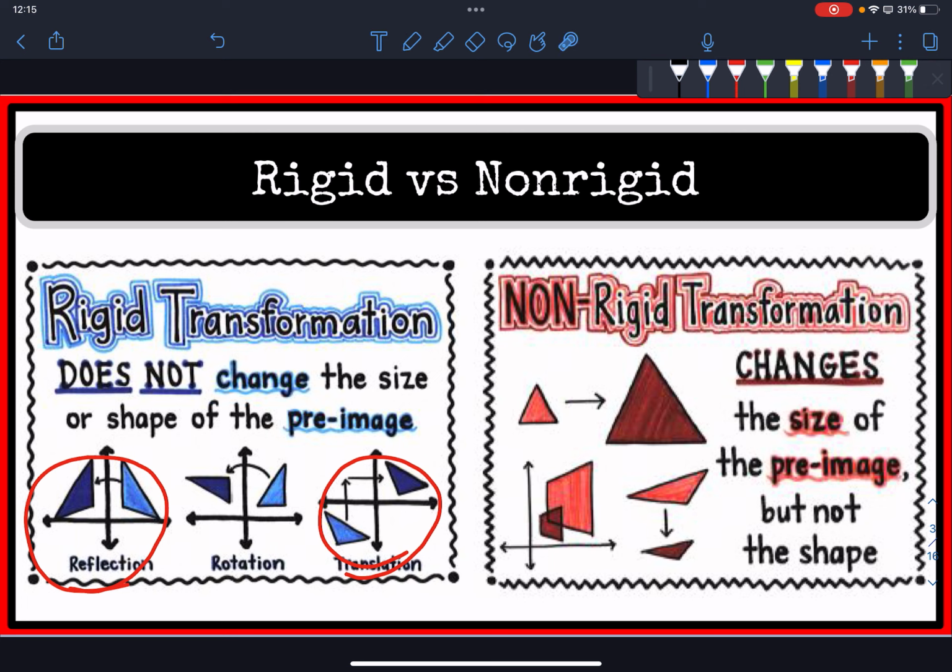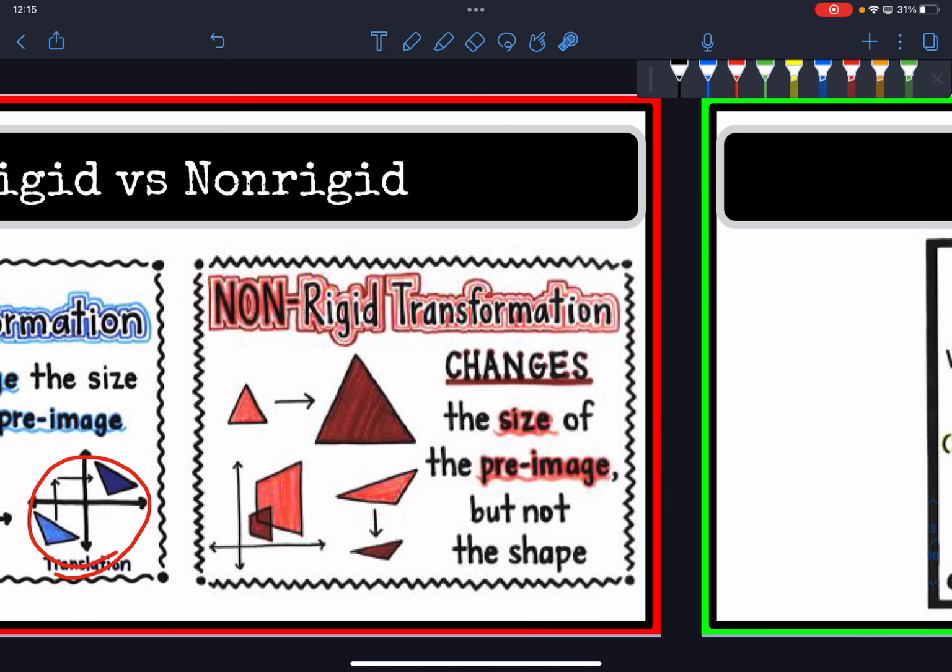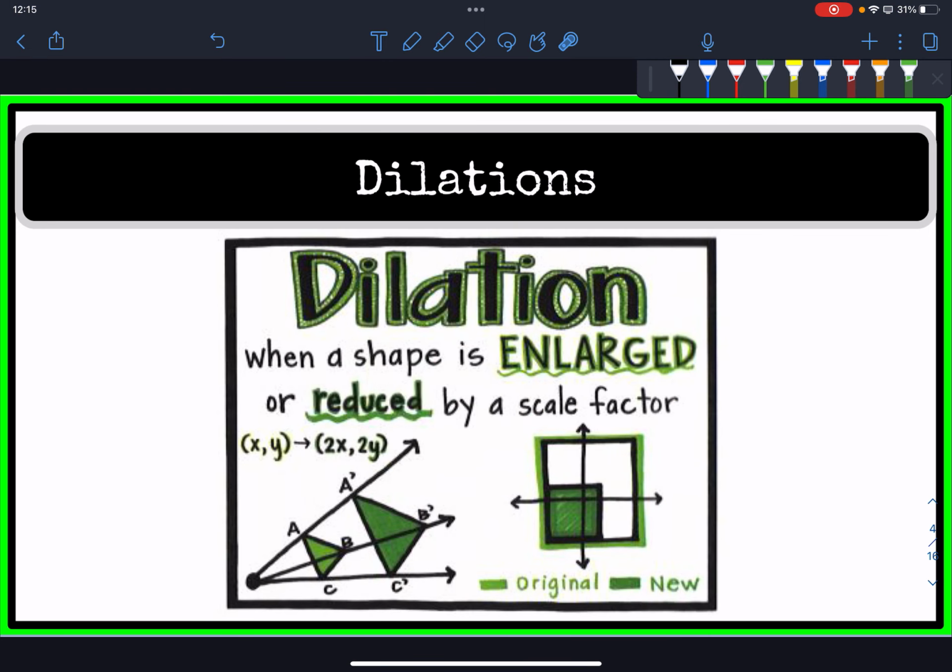Today, we're going to discuss again non-rigid transformation, which actually do change the size of the image, not necessarily the shape. Obviously, we're still going to have the same shape, but it's going to change the size of the parent function. And the only non-rigid transformation that exists is a dilation, where we can enlarge an object or reduce an object by a scale factor, a number that is being multiplied to that parent function.